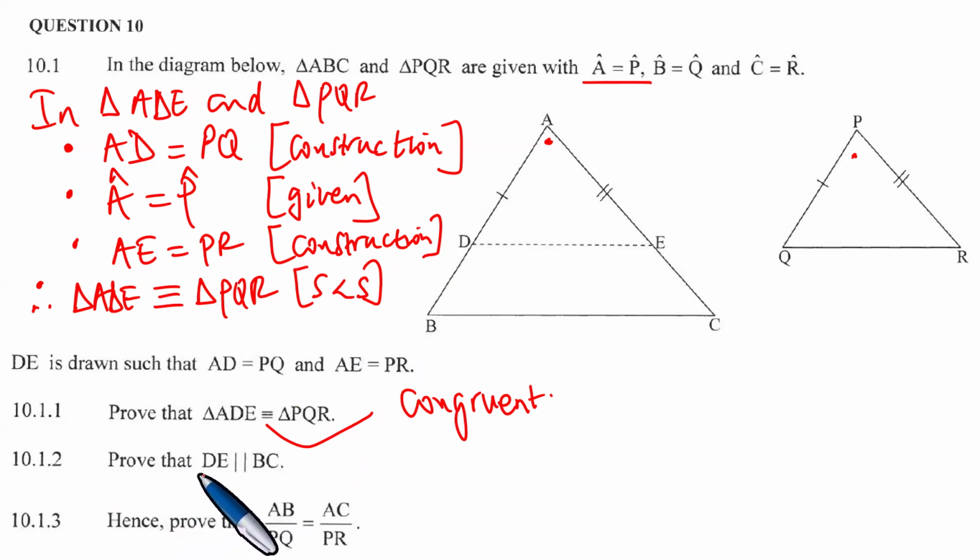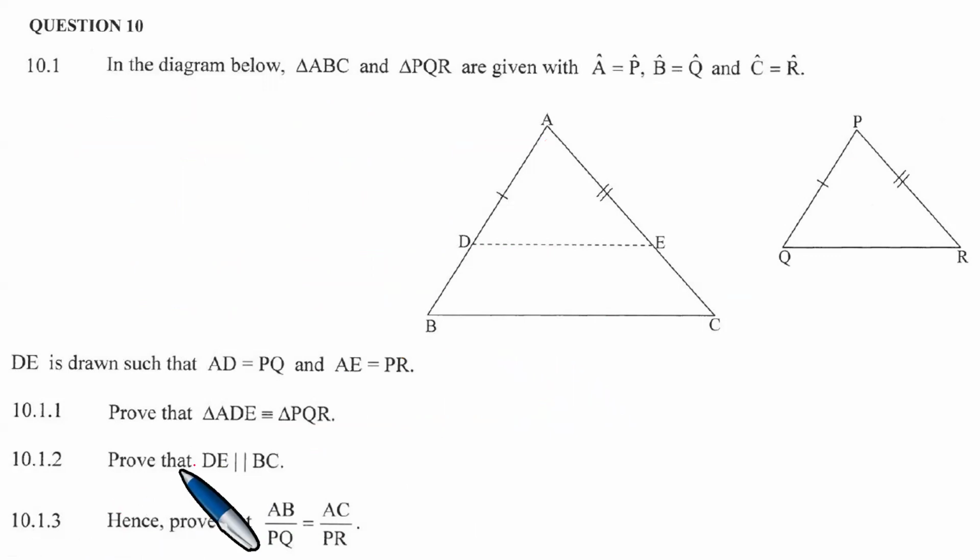In 10.2, we need to prove that DE is parallel to BC. Right, we need to prove that DE is parallel to BC. To prove that DE is parallel to BC, let's continue. Oh, this one. Let's prove this one.